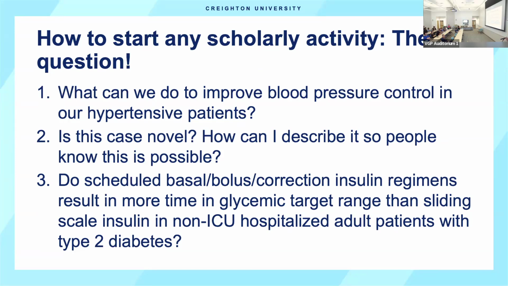Number 3 is a legitimate question that you guys could answer with a clinical trial if you chose to. Do scheduled basal bolus correction insulin regimens result in more time in glycemic target range than sliding scale insulin in non-ICU hospitalized adult patients with type 2 diabetes? That's a clinical trial. Now, if you don't have the resources or time for a clinical trial, you might be able to approximate an answer by doing a case control study or a cohort study, but a clinical trial would be best. But whatever you want to do, it starts with the research question. You ask the question, and then you design a study to try to answer that question.